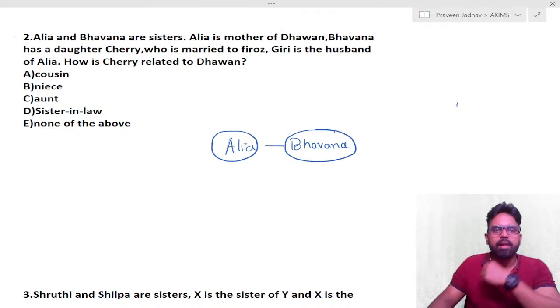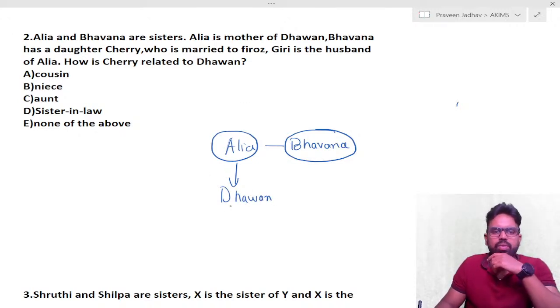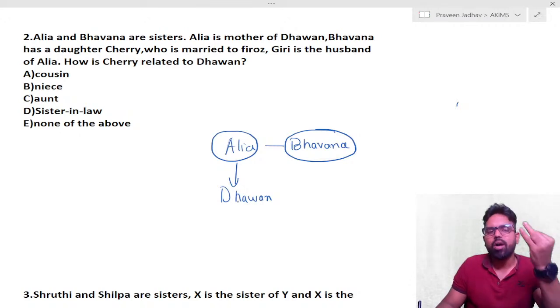Alia is the mother of Dhawan. Alia is the mother of who? Dhawan. There is a person called Dhawan. He is either a son or a daughter. I do not know. He just says Alia is the mother of Dhawan. Next.